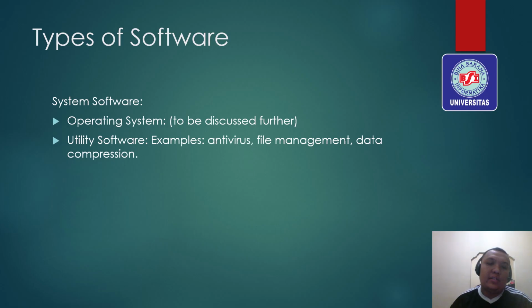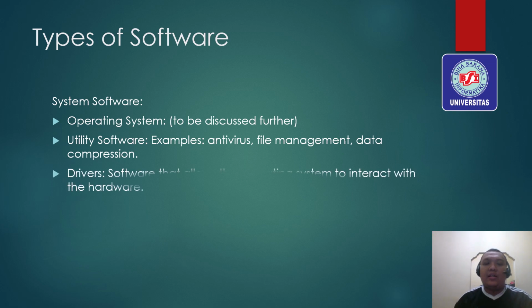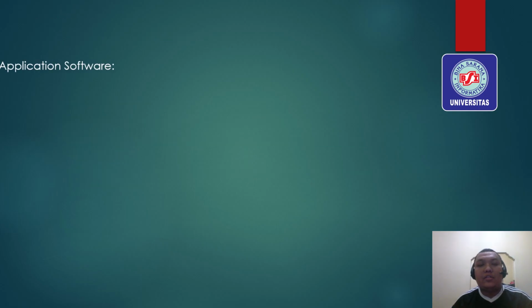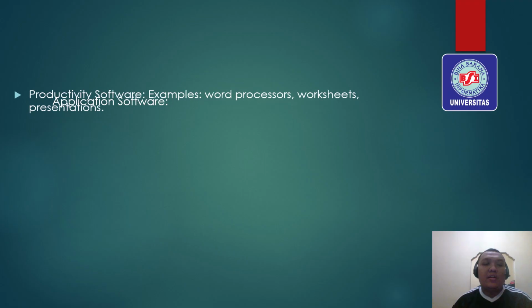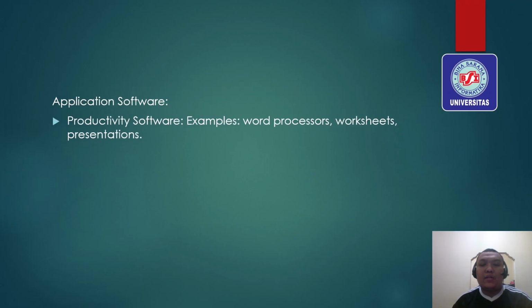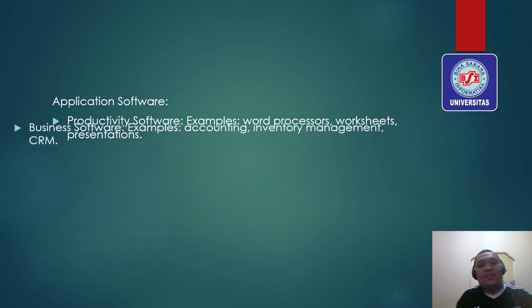And then the second is utility software, for example antivirus, file management, and data compression. The third is driver software that allows the operating system to interact with the hardware. Next is application software, productivity software, for example word processor, worksheet, and presentation. Now, this is an example of application software, because I presented this topic and you will learn about it.